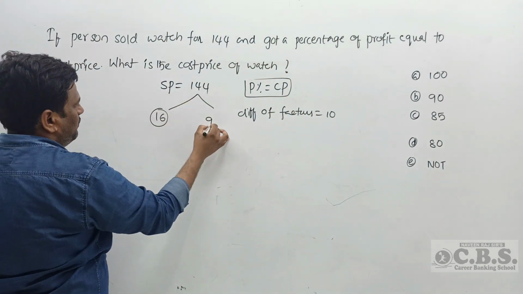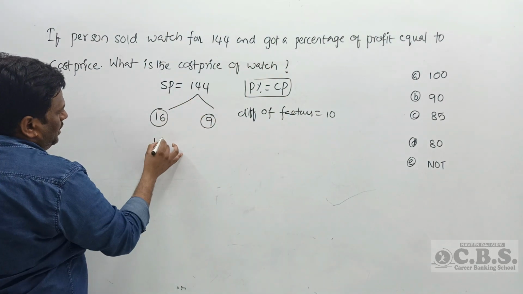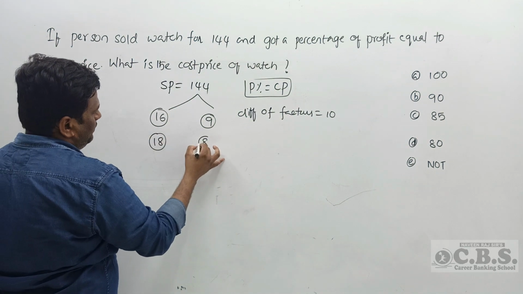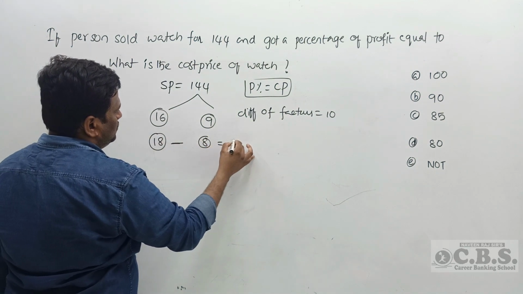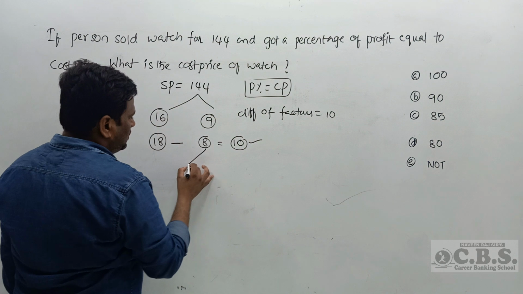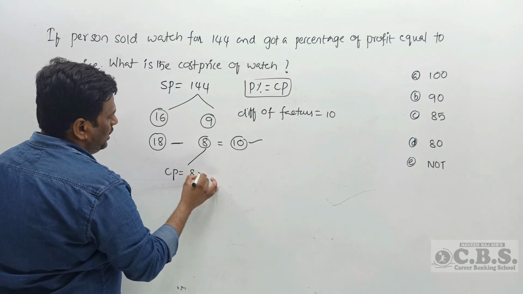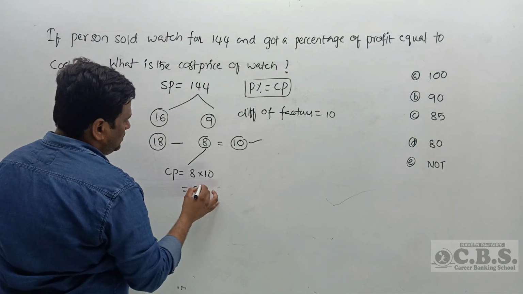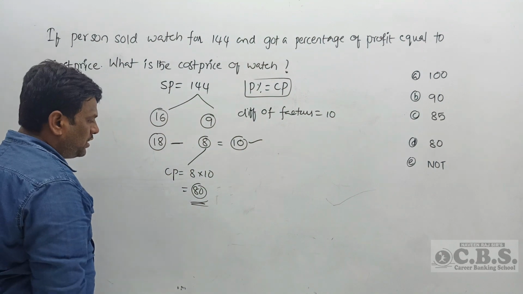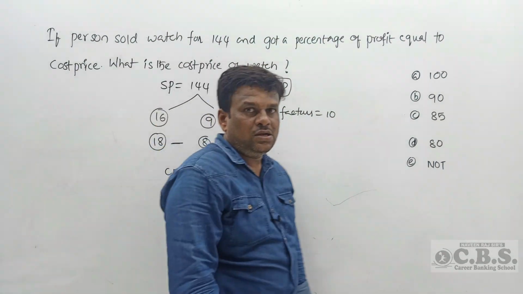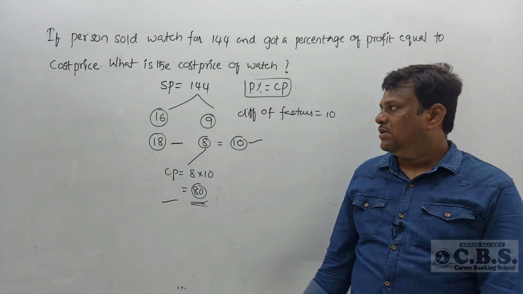16 9s are 144. Next, 18 8s are 144. 18 minus 8 gives you how much? 10. Satisfied? Yes. Therefore the cost price is 8 into 10, 80 rupees. So option D is the right answer. So this is a method to answer this model.